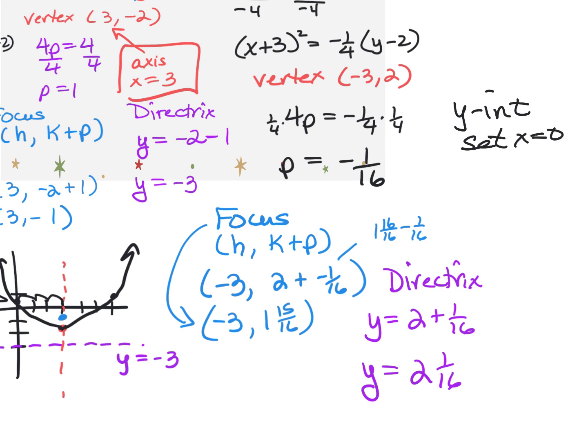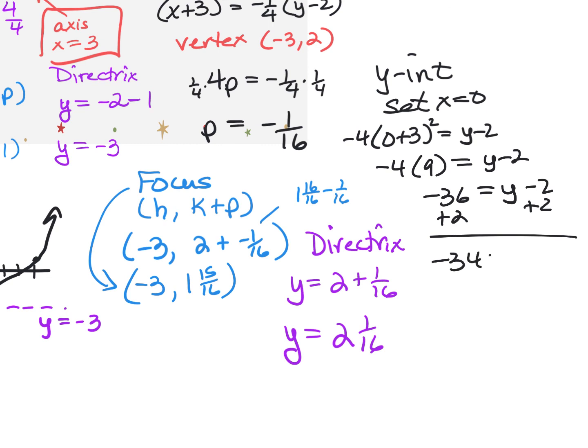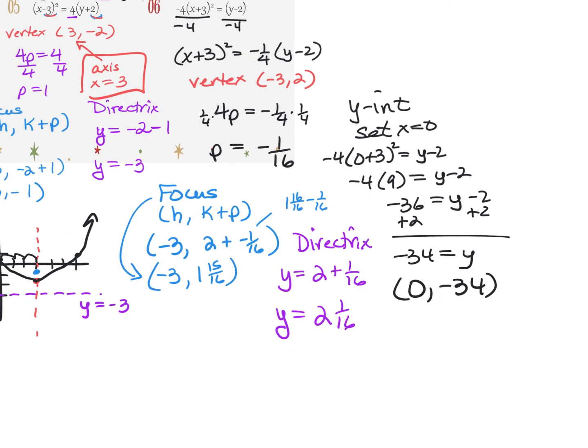So again, let me plug in -4, 0 plus 3 squared equals y minus 2. So -4, and then 3 squared is 9, -36, add the 2, -34 equals y. So my y-intercept is going to be 0, -34. So let me go ahead and graph.